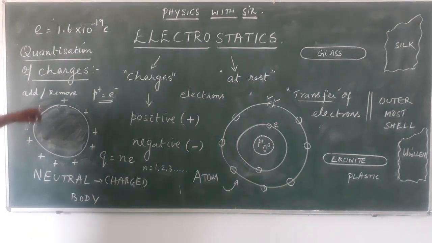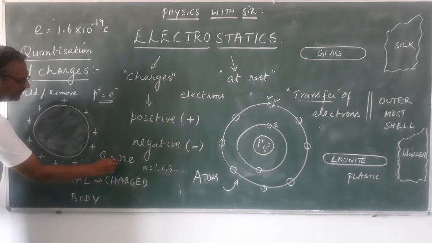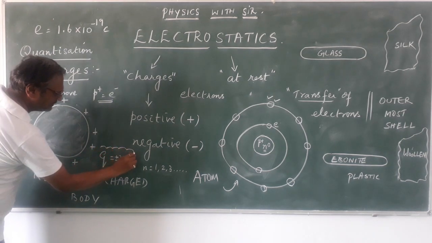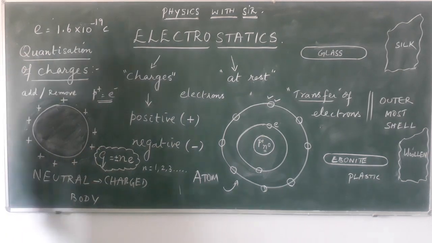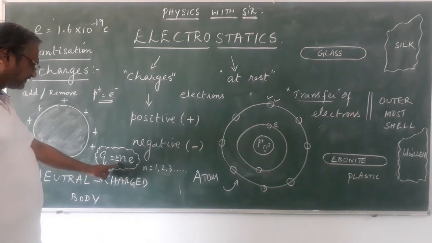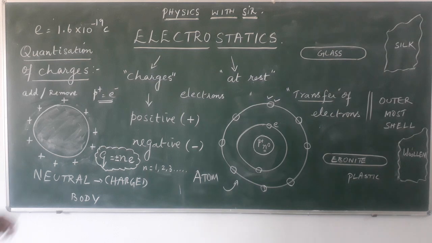Now, when I add electrons, it becomes negative. When I remove electrons, it becomes positive. So, the quantization of charge says that Q is equal to plus or minus ne. Q is equal to plus or minus ne. Now let us move further ahead.